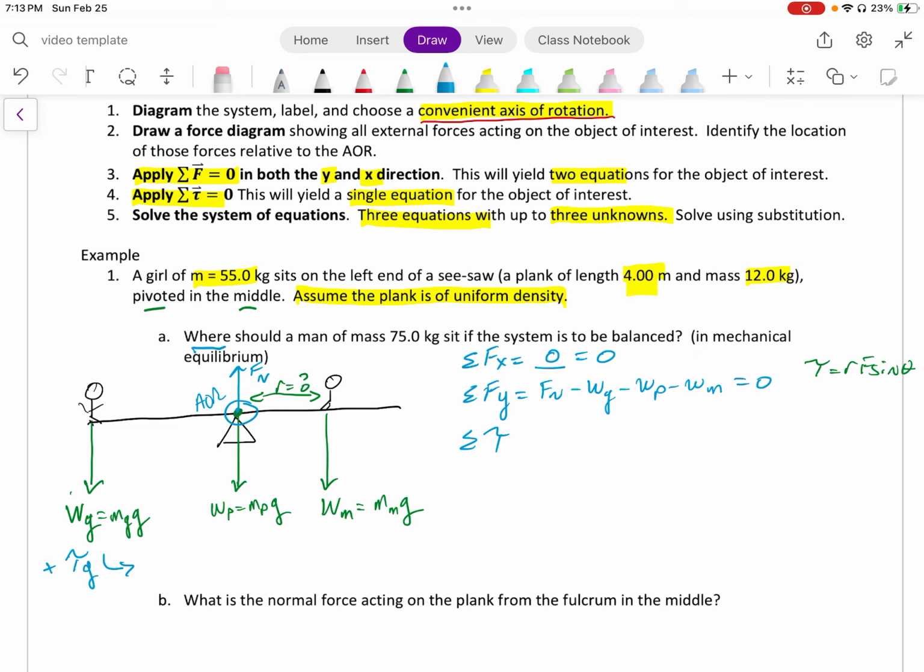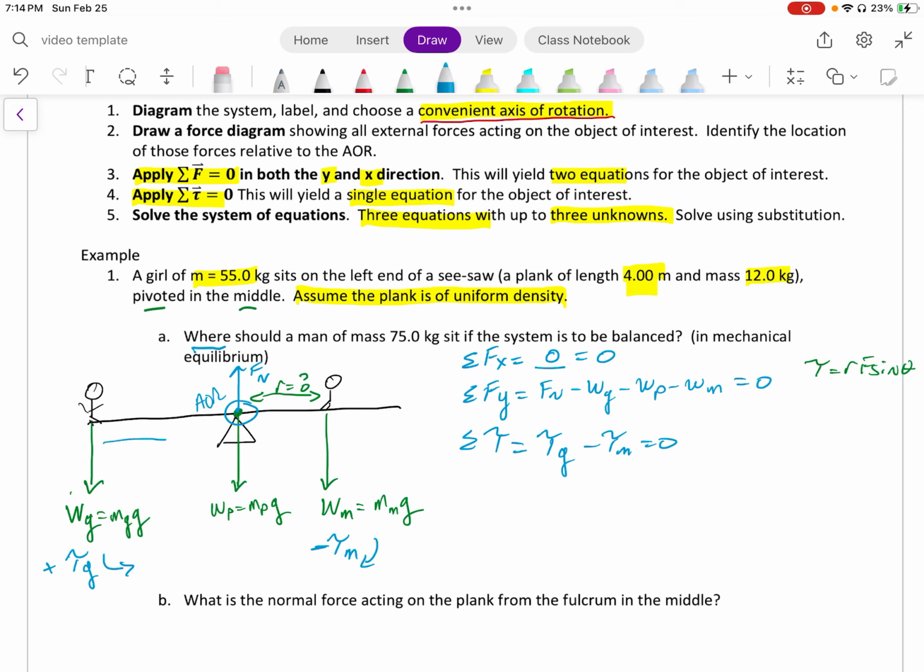The torque caused by force normal is 0 because it runs right through the axis of rotation, so we can ignore that. This is going to cause a torque, that's the torque of the man, and that's going to go in a clockwise direction, so that's negative. So the sum of all the torques, I usually start with my positives, torque from the girl minus torque from the man is equal to 0. Okay, so I want to know where the man needs to sit.